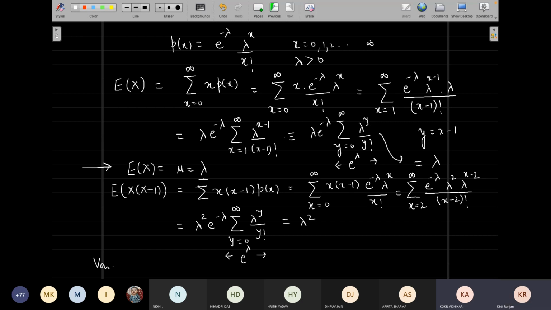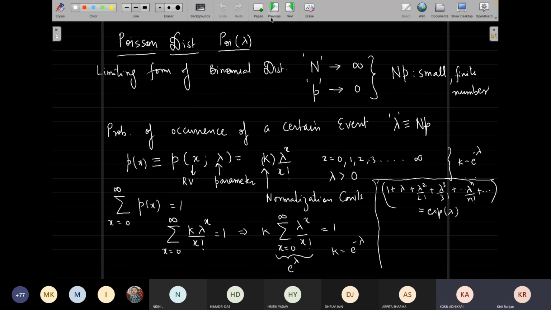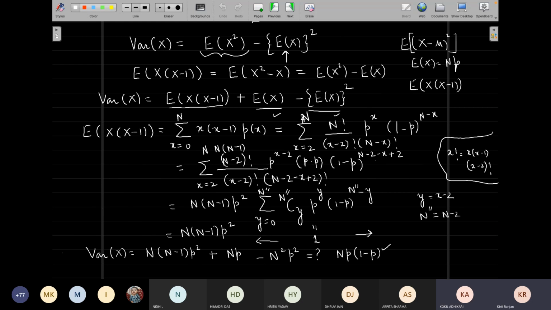Can somebody help me with the variance of x of the Poisson distribution now? So that will be the first term, which comes, expectation value of x times x minus 1, lambda square, plus expectation value of x, which is lambda, minus expectation value square. And just to tell you where I wrote that expression from, I used the expression which I already used earlier, which is expectation value of x into x minus 1 plus expectation value of x minus expectation value of x square.